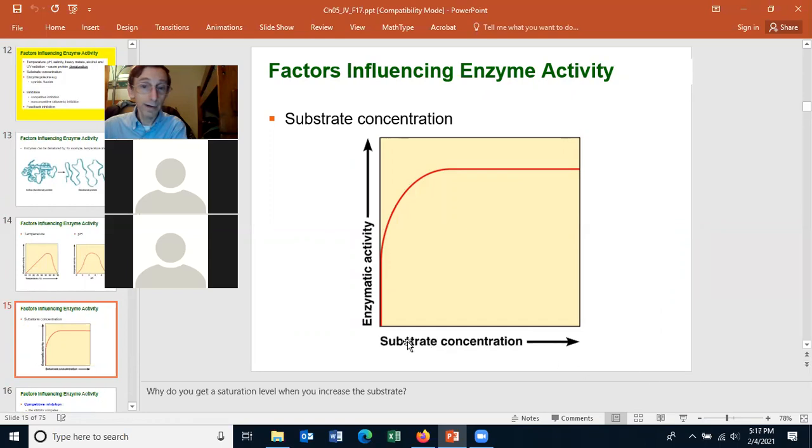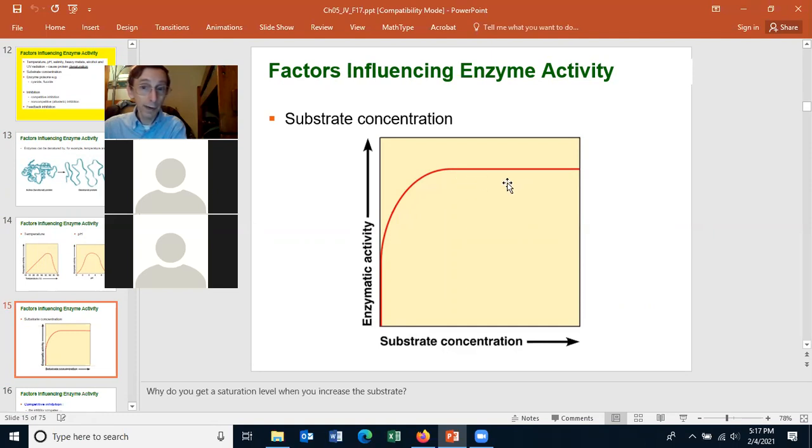Substrate concentration can also affect how well the enzyme works. The higher you have the substrate concentration, the more likely it is going to collide with the enzyme, and then you'll get an enzymatic reaction. And when the substrate concentration is very low, the enzyme isn't very active. And as you increase the substrate concentration, the enzyme activity will increase up to a point.